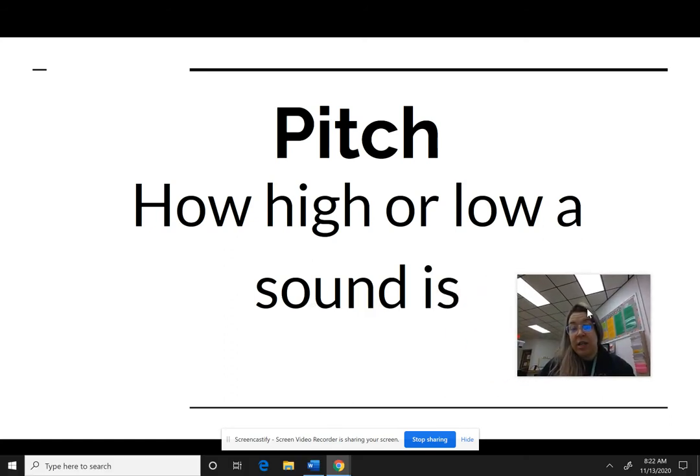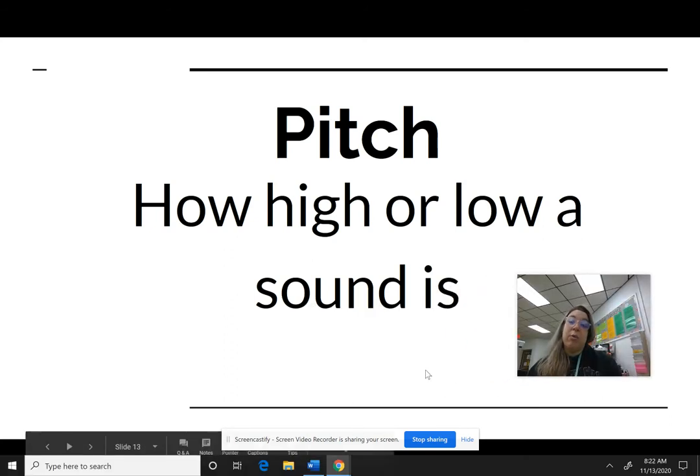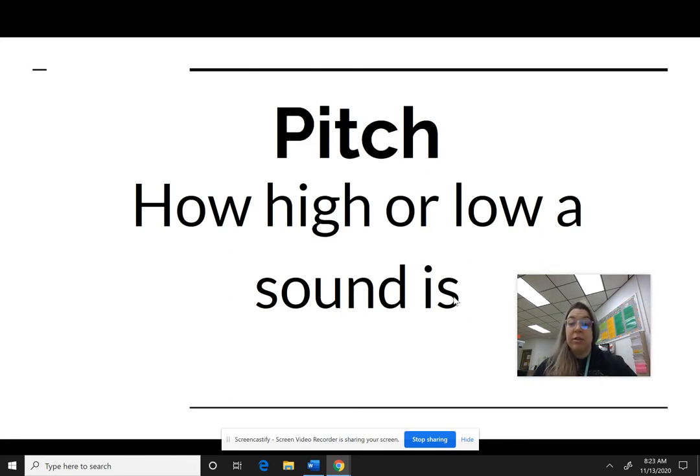All right. To go along with sound, we also talk about pitch. And all pitch is, is how high or low a sound is. You might have heard this before, maybe in music class. Central Star students may have heard this before.